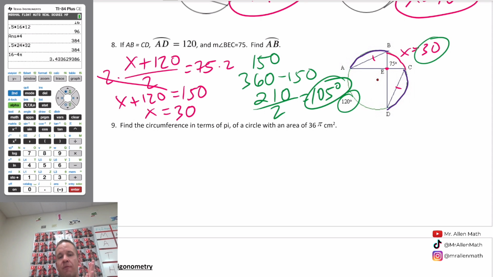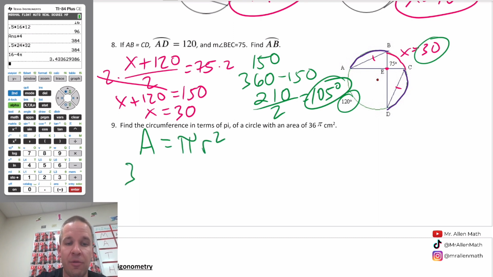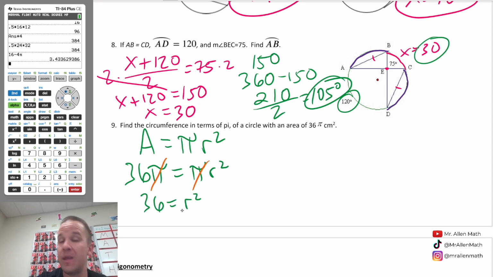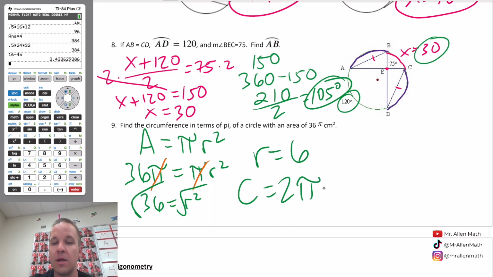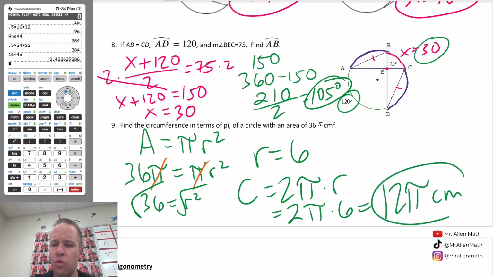Next one, number 9, find the circumference in terms of pi of a circle with an area of 36 pi centimeters squared. So area is equal to pi r squared. And I have 36 pi equals pi r squared. Well, I can divide by pi, and those guys are gone. So now I'm just left with 36 equals r squared. I can square root both sides, and I'm going to get r equals 6. Is that my answer? No. Circumference is 2 pi times my radius. So that's going to be 2 pi times 6, which equals 12 pi centimeters. That was dope.